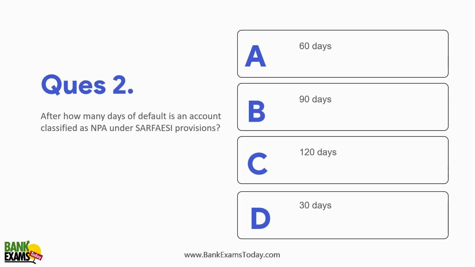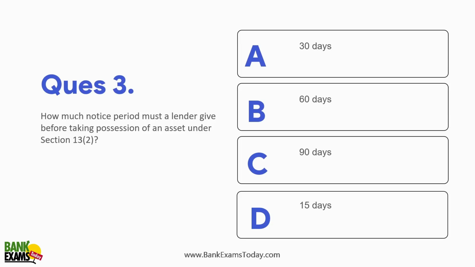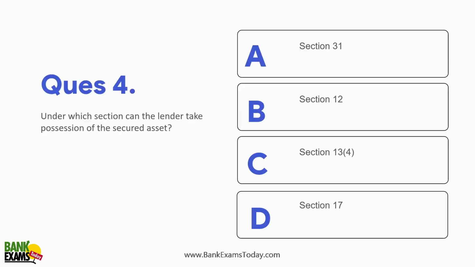After how many days of default is an account classified as NPA under the SARFAESI provision? Please read the IRAC norms. 90 days के बाद account NPA हो जाता है. I hope you know that already. How much notice period must a lender give before taking the possession of an asset under section 13 subsection 2? 60 days notice must be given by the creditor.